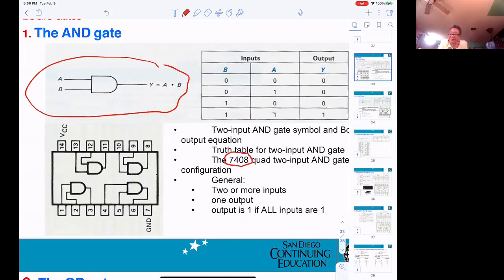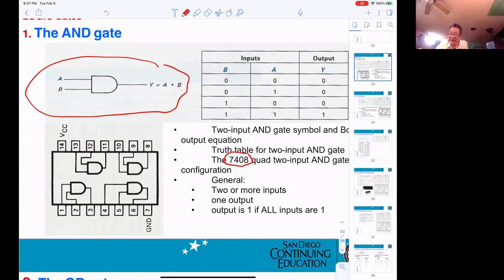Okay, and the part number, you can see this is the part number 7408. Now, for the AND gate, basically, they must get 2 or more inputs. However, they get only 1 output. Okay? And the equation for the output will be Y equals A times B. However, we say A and B.